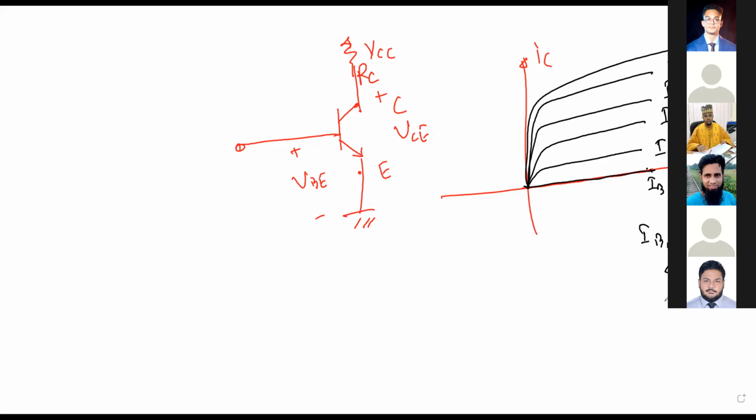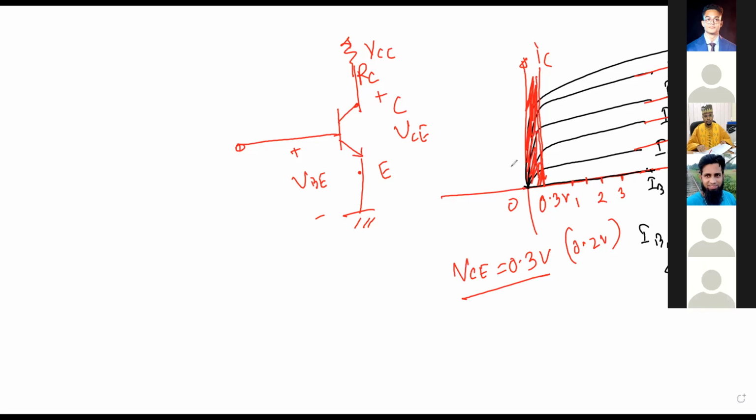Now I want to mark what the regions are. Suppose this is 1 volt, this is 2 volt, this is 3 volt, and so on, and the largest voltage maybe VCC, say 12 volt. This portion, when VCE is equal to 0.3 volt or maybe 0.2 volt, what will this region be known as? Saturation region. Okay, so this region is known as the saturation region. And what is this region? Cutoff region. This is your cutoff, right? And the rest of this region is your active mode.